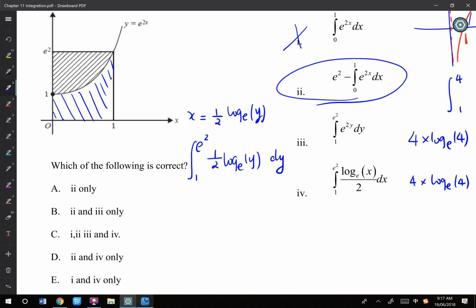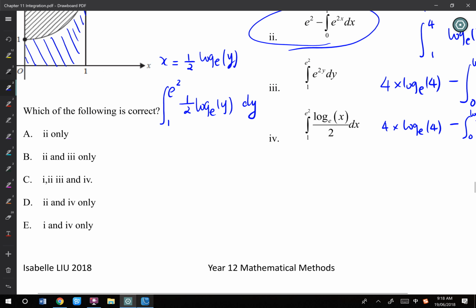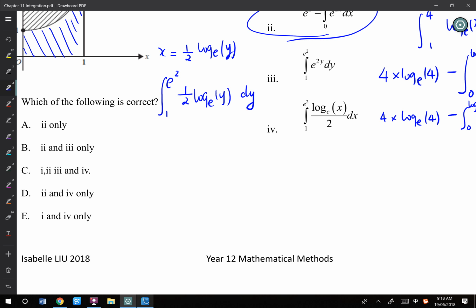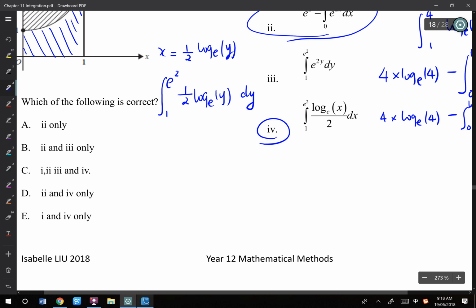Again, same reason: when you flip it and make x vertical, you need to make x the subject. So x equals something is the equation now, and then bound by the y-axis. So this region is bound between the graph and the y-axis, and the y value is from 1 to e squared. That's why you write 1 to e squared of the function with x as the subject. We will have this one, and you can see that's this answer.